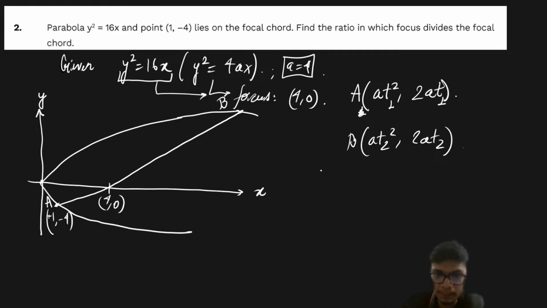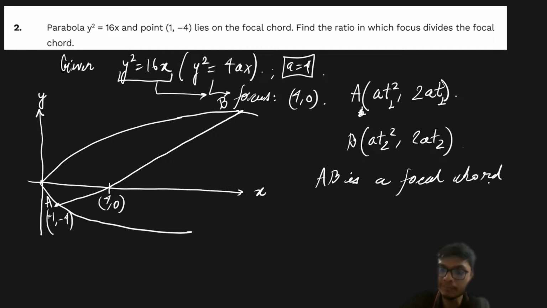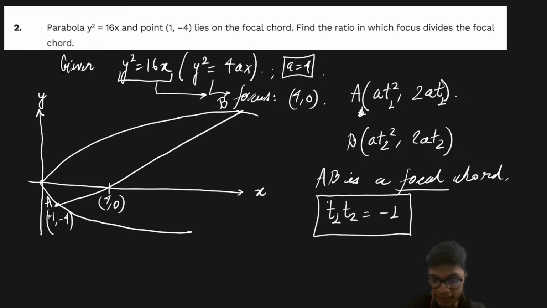So if AB is a focal chord, then there is a very special relation, that is t1 t2 is equal to -1. That is very, very important to understand.